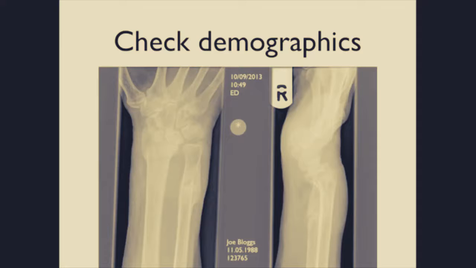So starting with checking demographics. The important things to check are that you've got the right patient, looking at their name, date of birth and hospital number, and that you're looking at the X-ray you want to be looking at, i.e. on the right day and time. And finally checking which side of the patient you're looking at.